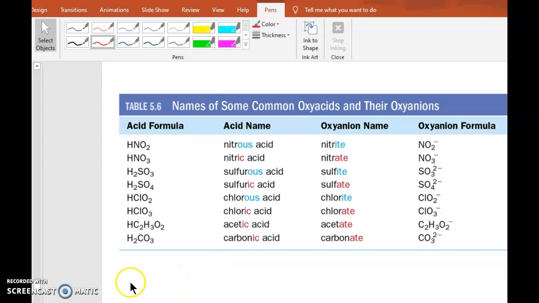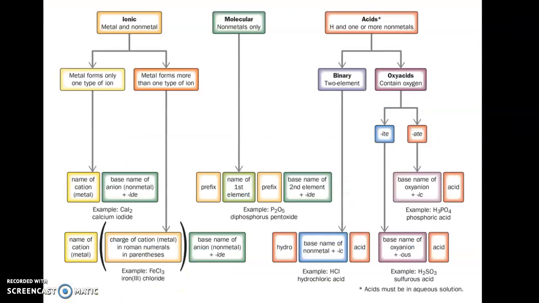I suggest flashcards. All right, here's a map of everything that we have done. It actually looks a lot more complicated than it is until you get to the acids. For naming ionic compounds, it explains exactly what path you need to take. For naming molecular compounds, it explains the path that you need to take. And then here are the rules for naming acids. Like I say, I always just suggest memorizing the acids. This is a table in your book that you are able to use as a resource if you get lost.